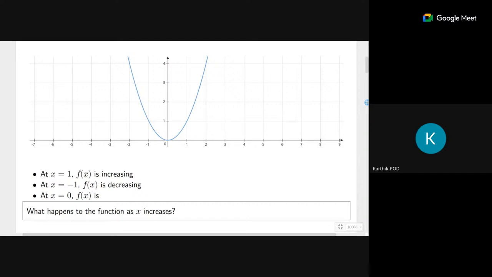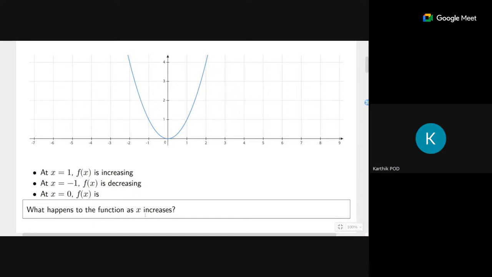This is the lowest point of the function. If you look at the neighborhood of zero, we use the word neighborhood. To the left of zero, the function is decreasing, and to the right of zero, the function is increasing. I'll slightly modify this. What happens to the function in the neighborhood of x is a better way of putting it.